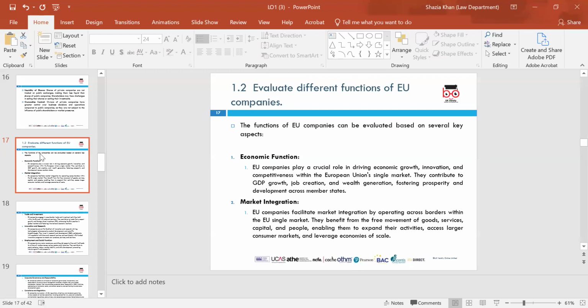The next function is market integration, and this is where EU companies facilitate market integration by actually operating across borders within the EU single market. They benefit from the free movement of goods, services, capital, and people, enabling them to expand their activities, access larger consumer markets, and leverage economies of scale.